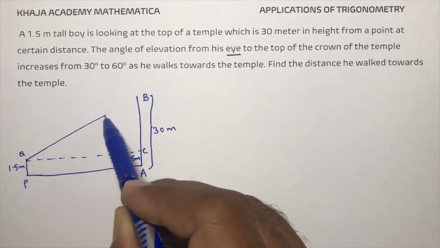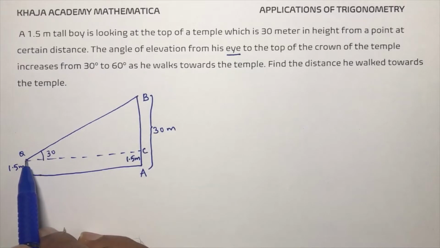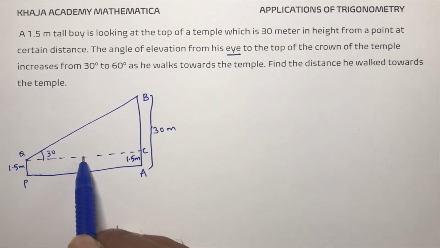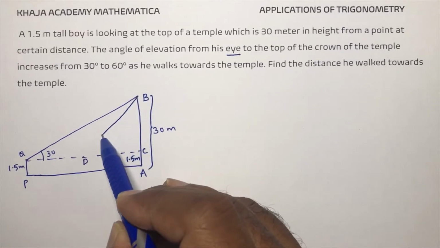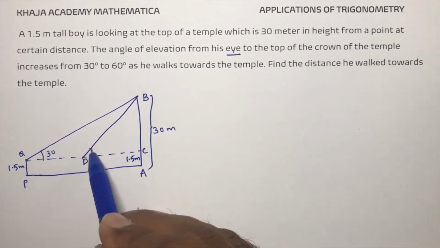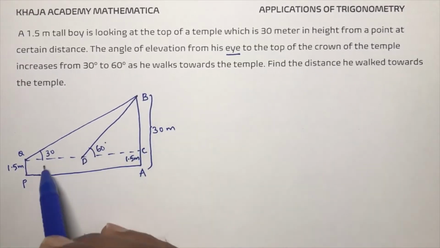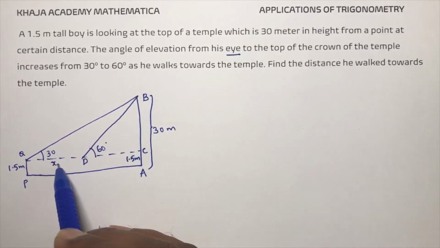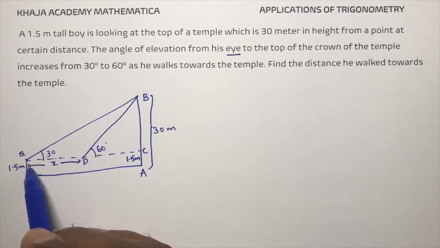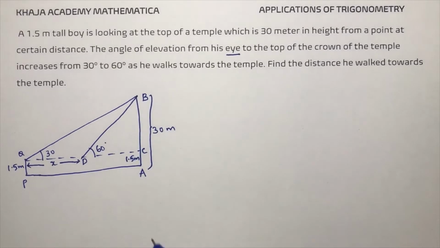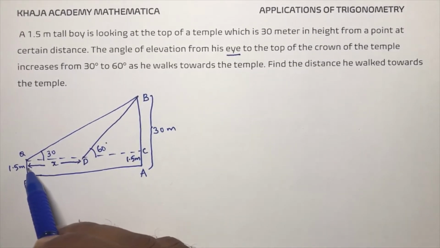So first when he observed, the angle of elevation was 30. And as he walked towards the temple, let this point be D. So when he walked towards the temple, the angle of elevation changes to 60. Find the distance he walked towards the temple. So we need to find QD. AB is a temple. PQ is the height of the boy, 1.5 meter tall.